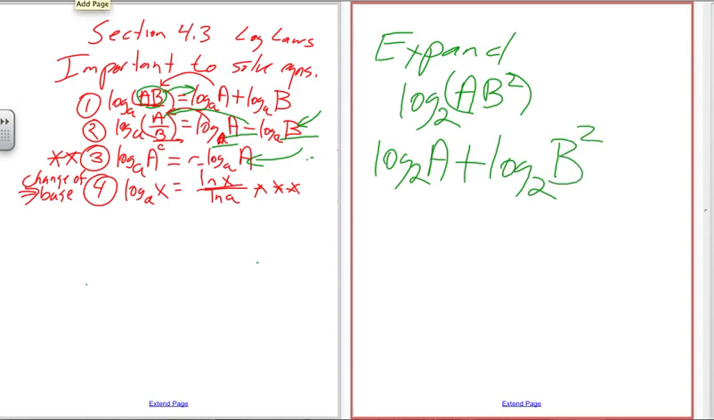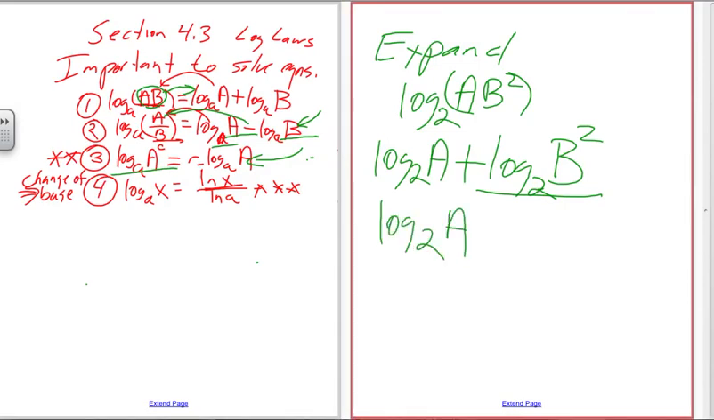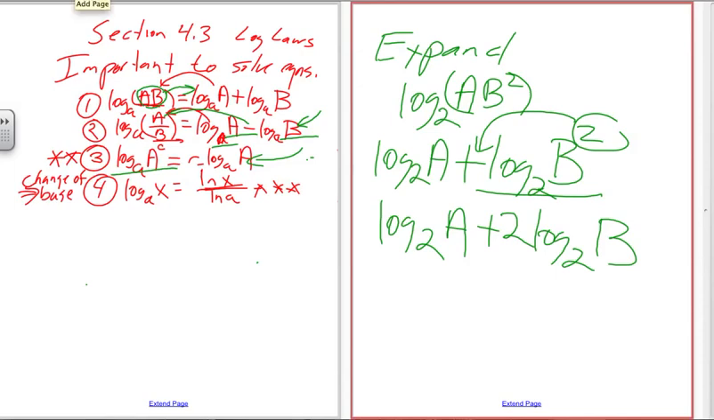plus log base 2 of B squared. Okay, and this is this. So now I'm going to end up with log base 2 of A plus, and since that's an exponent, you bring it outside the log, 2 log base 2 of B. And that's the expanded version of that.